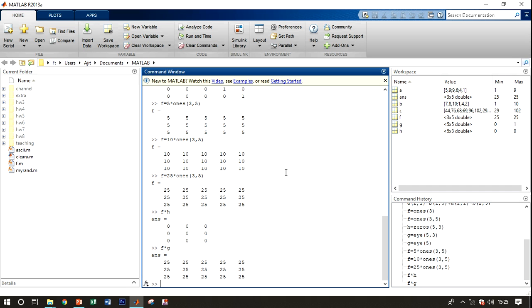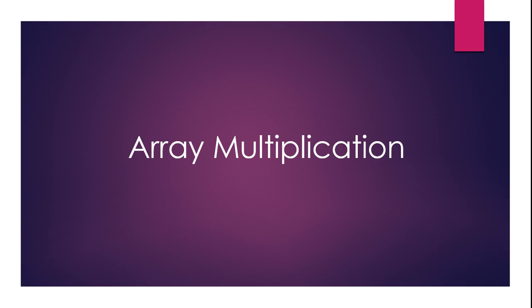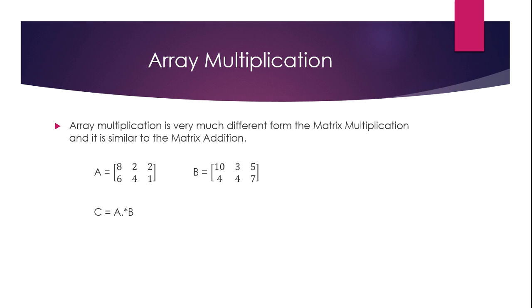Now let's jump to the array multiplication. As I said, matrix and array operations have different principles. In matrix multiplication, it is necessary that you have the same inner dimension, while in array multiplication it is necessary that both matrices contain the same shape. It means the same number of rows and the same number of columns, like matrices A and B have.